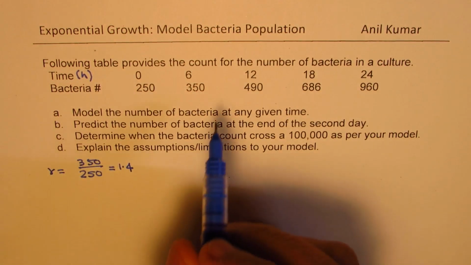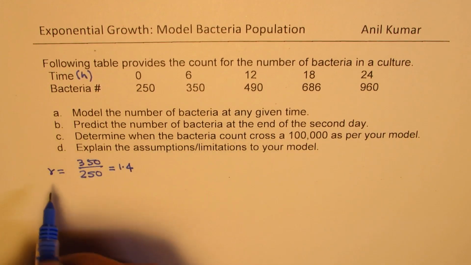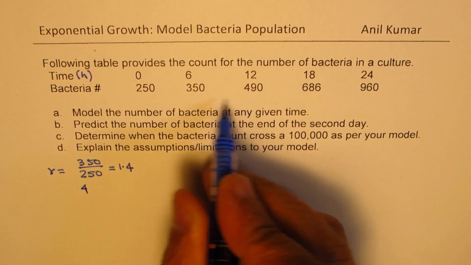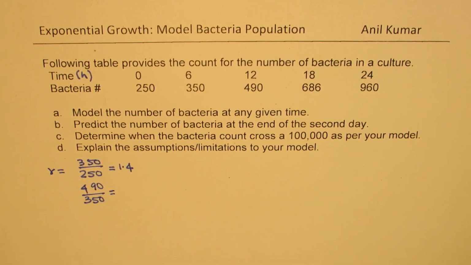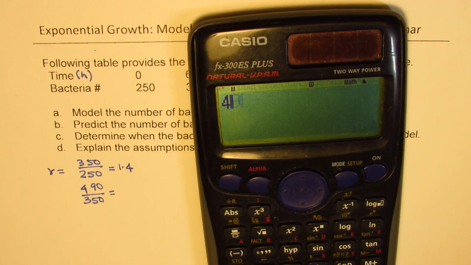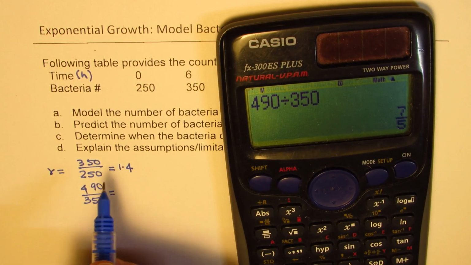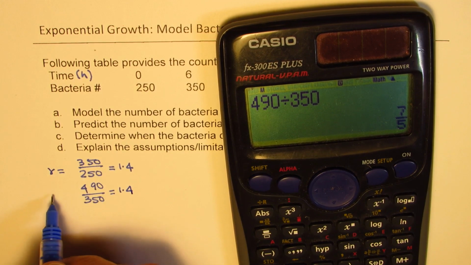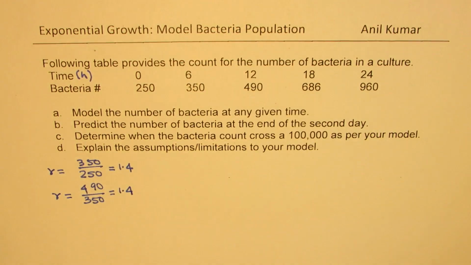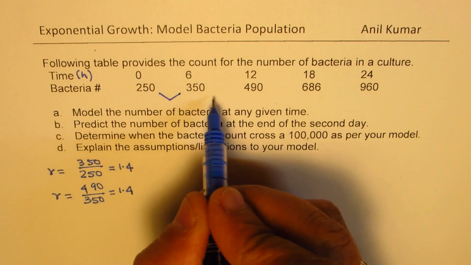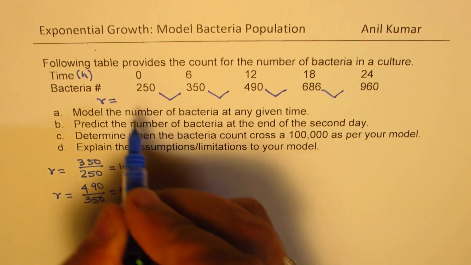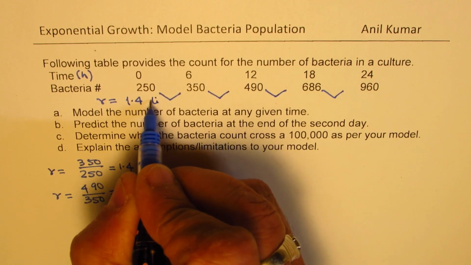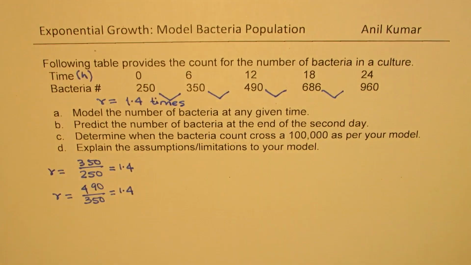Just to confirm the growth factor, let's divide 490 by 350. If we do that, we again get 7 over 5, which is the same as 1.4. So we say that the rate at which it is growing is by a factor of r, so r here is equal to 1.4, correct? So it is an exponential growth.